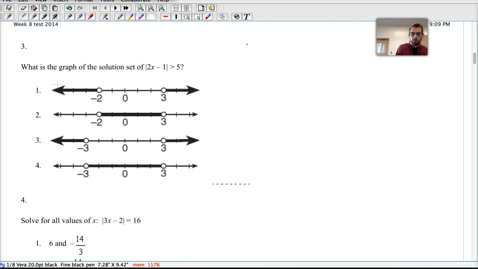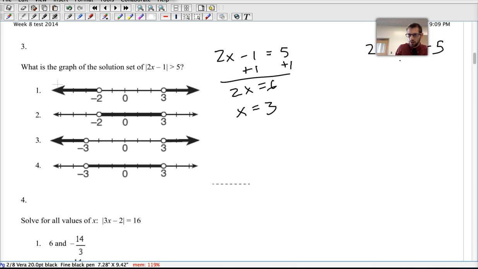Alright, so first I'm going to set this one up. 2x minus 1 equals 5 and 2x minus 1 equals negative 5. And I'm doing this because I have absolute value bars around the 2x minus 1. So now I just solve. I'm going to add 1 to both sides. And I get 2x equals 6, x equals 3. That's one solution. Add 1 to both sides. 2x equals negative 4, x equals negative 2.